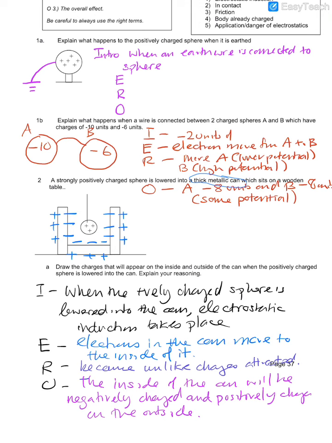Okay, now for those of you watching the video, for part A, you give the intro. What happens when the negative charge sphere is lowered into the can? Electrostatic induction takes place. Okay, then you talk about electrons, how they move. They move to the inside of the can, right? From the outside, they move to the inside. So as a result, what happened? The outside become positively charged, the inside become negatively charged. Okay, so when you explain, you follow the ERO way, you won't leave out anything. You become very systematic when you answer, alright?